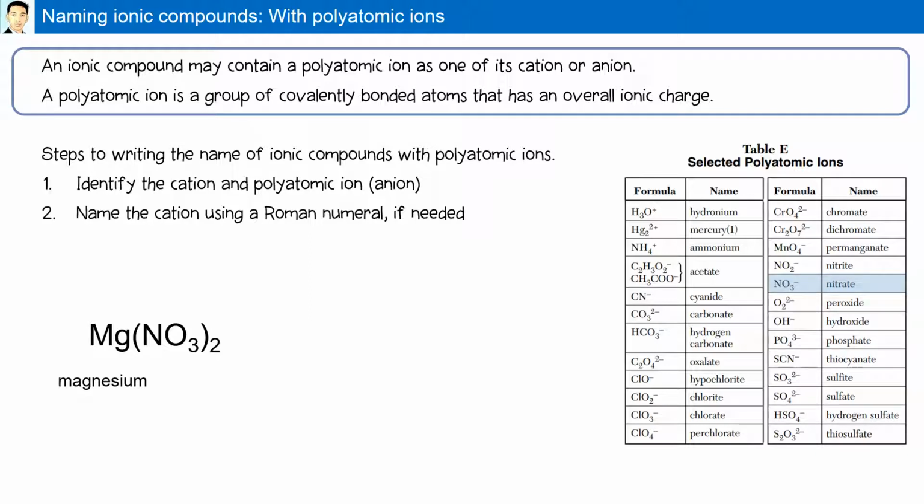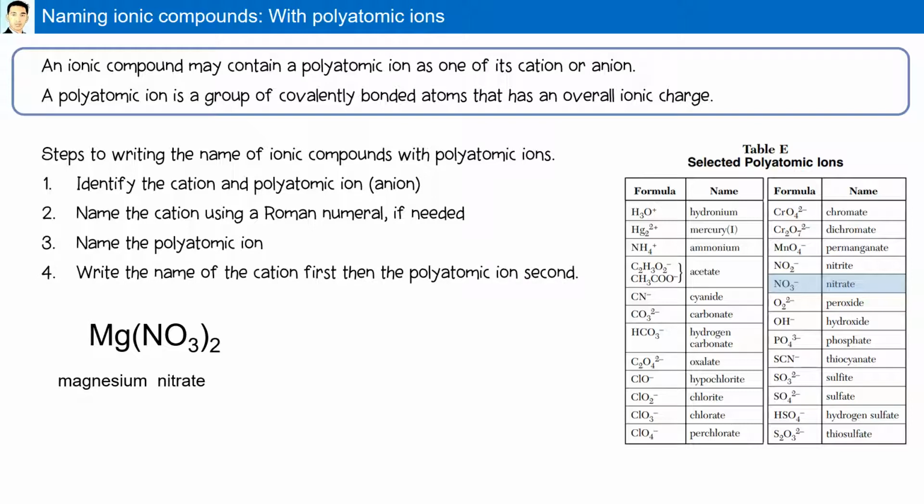In reference table E, we look for NO3. It is called nitrate. So now we name the polyatomic ion nitrate. Finally, we write the name of the cation first, then the name of the polyatomic ion second. Here we have MgNO3. It's known as magnesium nitrate.